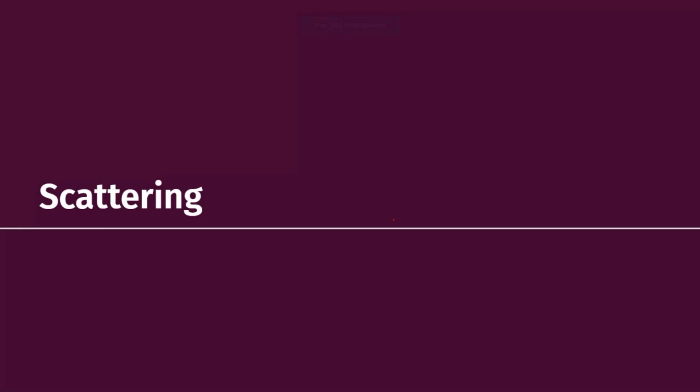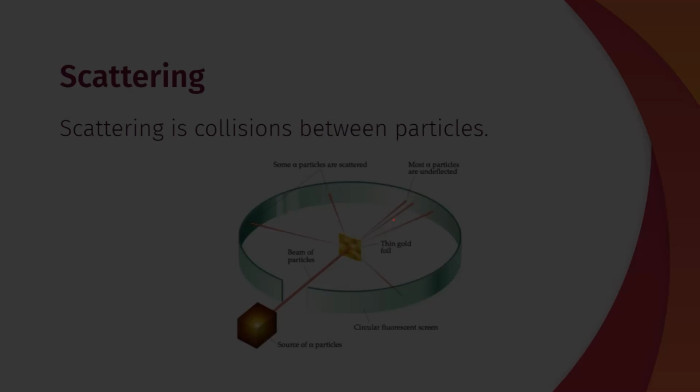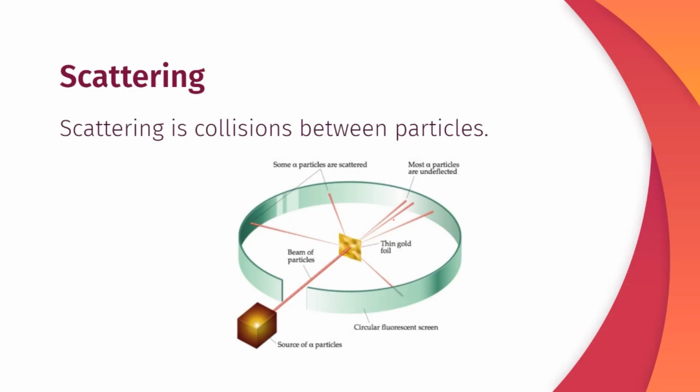Okay, so now we're going to go into scattering. So basically, scattering is just collisions between particles. So if you just have two particles approaching each other, they're going to collide and then scatter off at some angle. And so I've got this picture of Rutherford's gold foil experiment because that is actually an example of scattering.